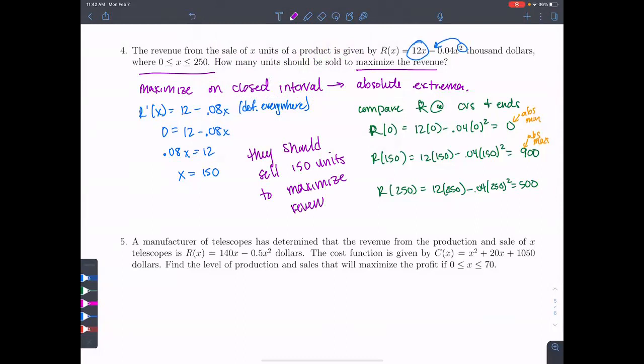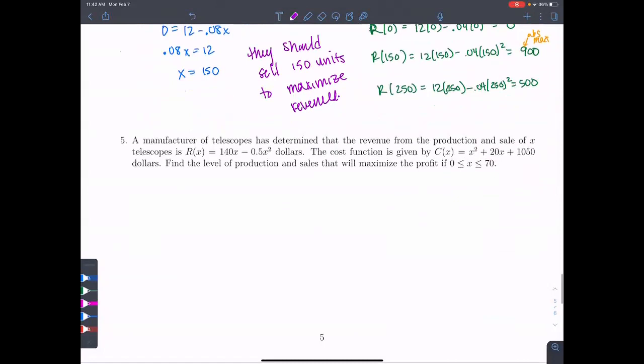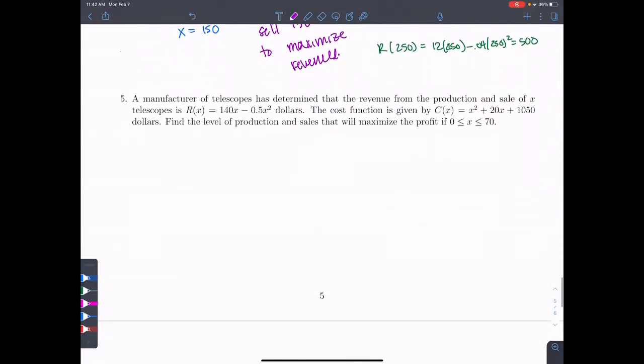All right, and then lastly, let's do this. This is going to be a profit one. So a manufacturer of telescopes has determined that the revenue from the production and sale of x telescopes is R of x equals 140x minus 0.5x squared dollars. Cost is given by that function. Find the level of production that will maximize the profit on a closed interval. Maximize on closed interval, do absolute extrema.